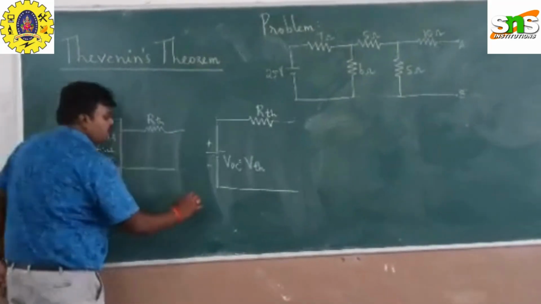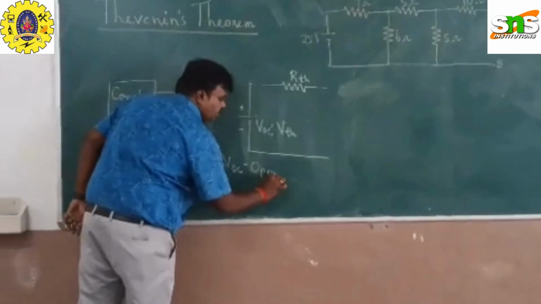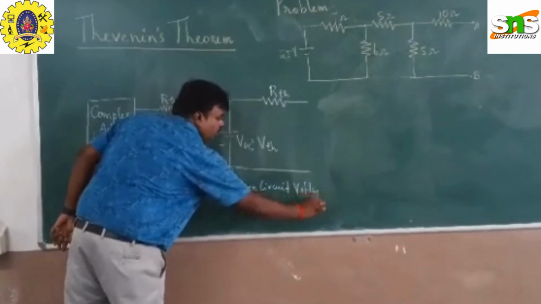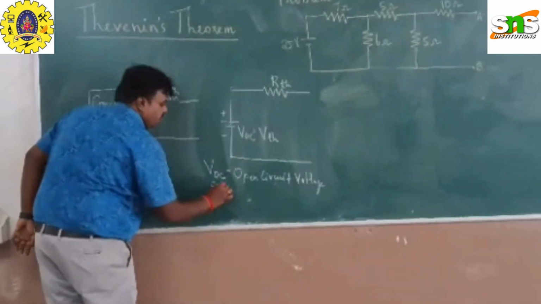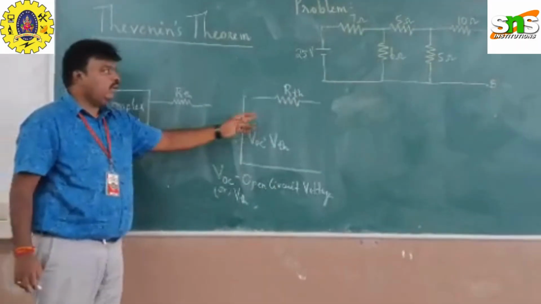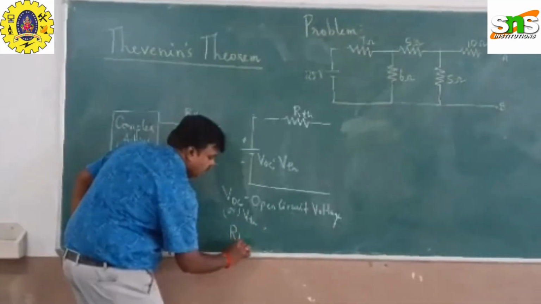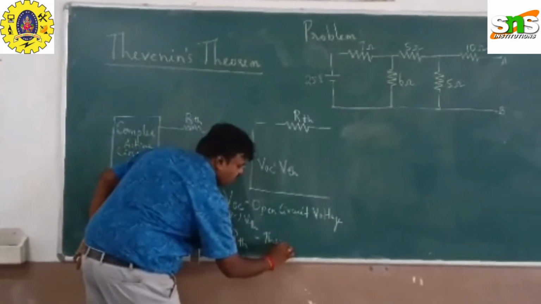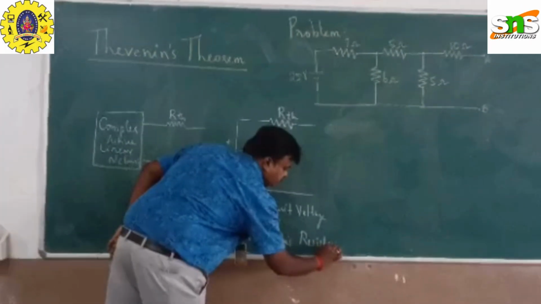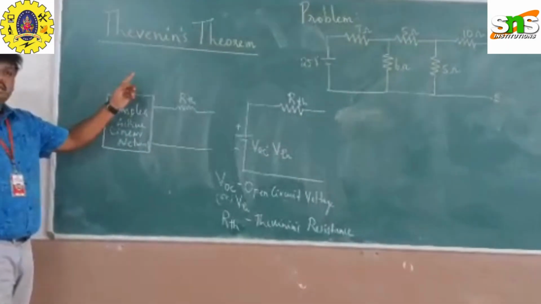The two terms associated here are VOC, which is the open circuit voltage, also called VTH, that is Thevenin's voltage, and RTH. We find the equivalent resistance without adding the load resistance, and that resistance is taken as RTH, which is nothing but Thevenin's resistance. Based on this, I think you can understand what Thevenin's theorem is.